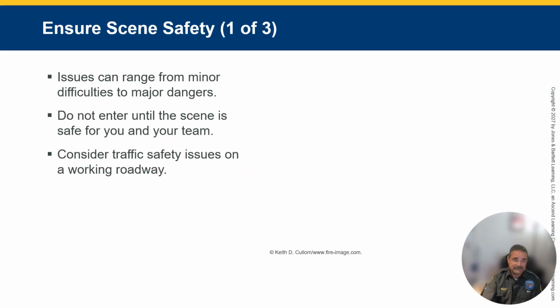So, ensuring safety. Issues range from little ones to big ones, okay? They can be fires, dogs, electric fences, all kinds of things. If the scene is not safe for you and your team to enter and treat the patient, take appropriate measures to make it safe, or call for additional resources. Yes, there are things you can do to make it safe. And if you can't make it safe, call for additional resources.